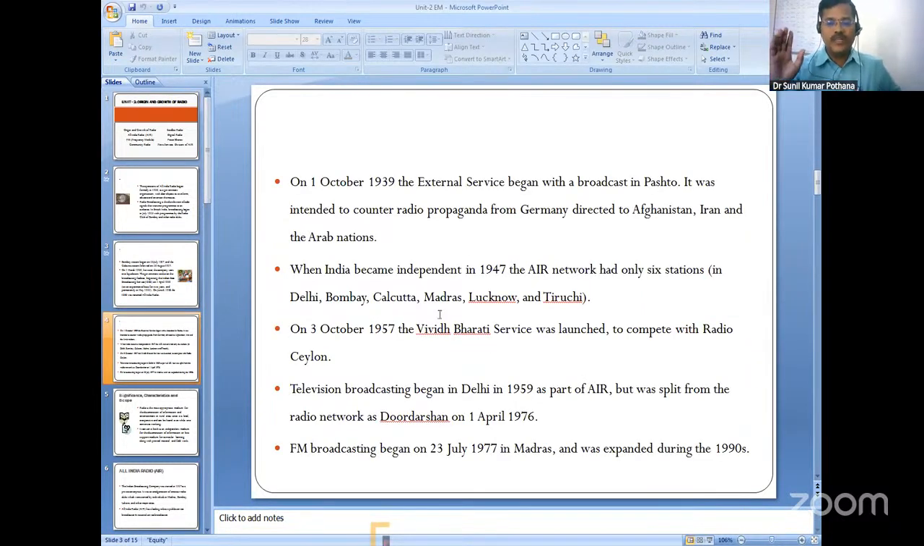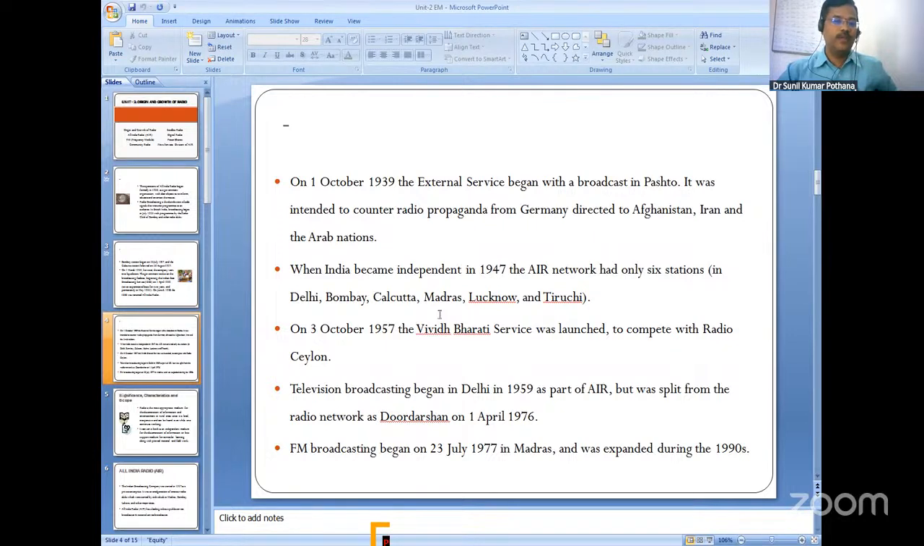These are some historical points about the origin, which is why we are discussing the years, the locations, and the aims also. On 1st October 1939, the external service began with a broadcast in Pashto, a language from Afghanistan. It was intended to counter the radio propaganda from Germany directed to Afghanistan, Iran, and Arab nations.